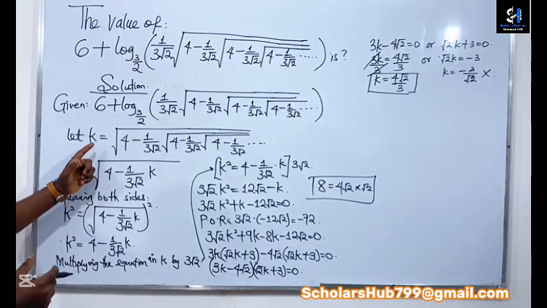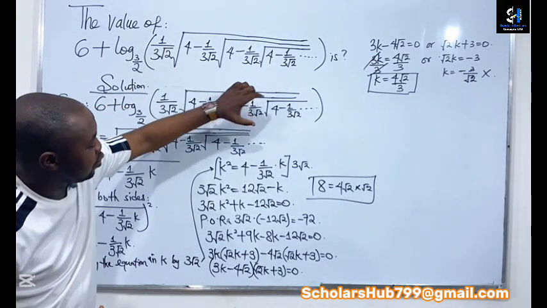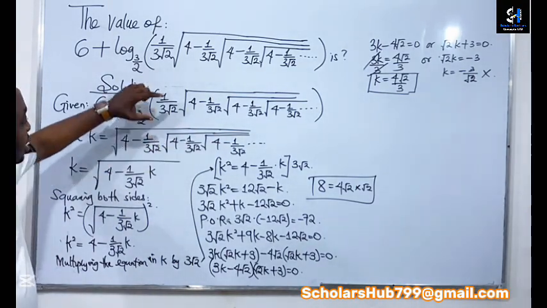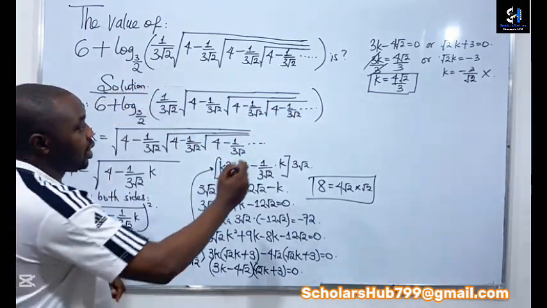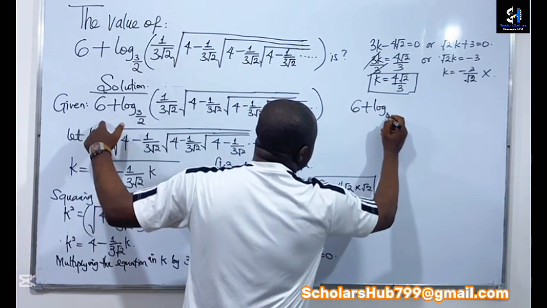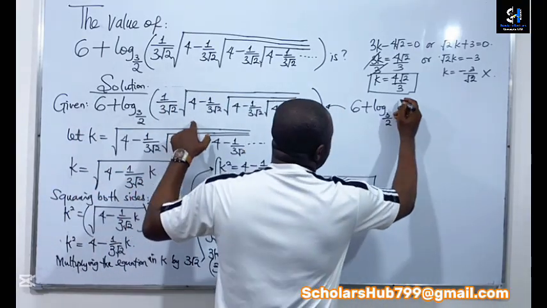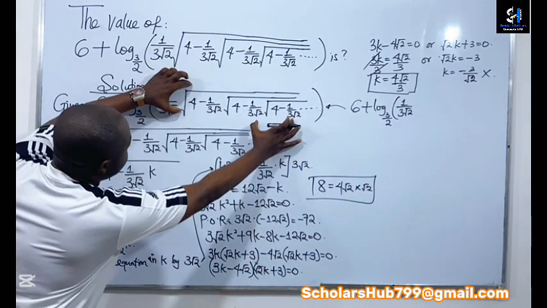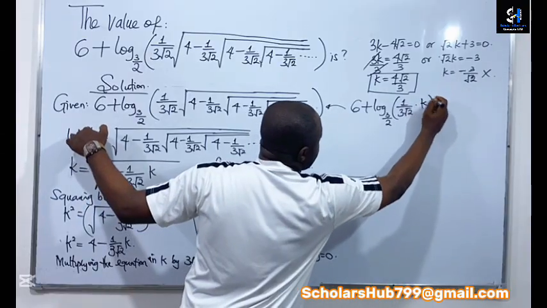Now let's go back to what we have here. Remember, I represented this expression with the letter k. So I'm going to replace this expression with the letter k in what we have here in the logarithm. From our 6 plus log 3 over 2, we now have the product of 1 over 3 root 2. We represented this expression with the letter k, so this will be multiplied by k.